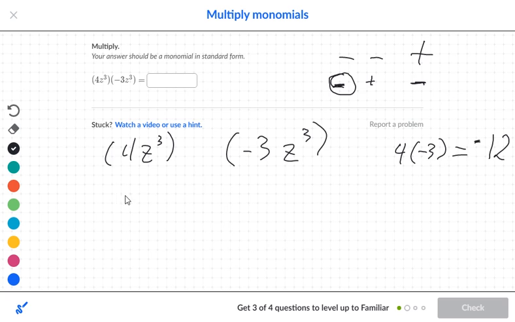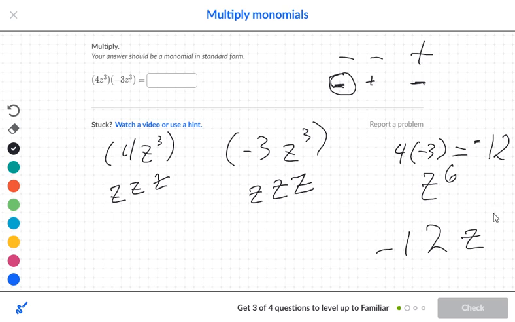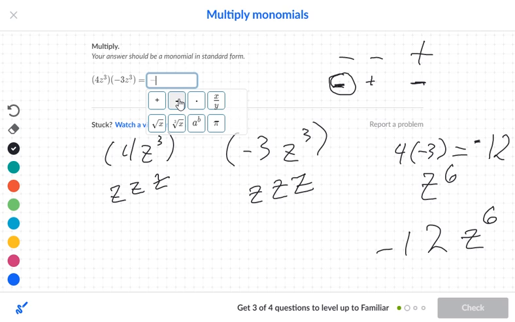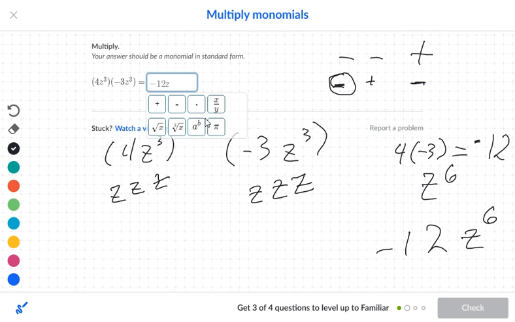Okay, now I'm going to write out my letters. So what is z to the third? Z to the third is 3 z's. Also, again, it's repeated here, z to the third. So how many letters do you see? You can count it up. 1, 2, 3, 4, 5, and 6. So you can just count up your letters and see that this is z to the 6. So let's put it all together. This is -12, z to the 6. So we come up here, we press in our minus sign, we type in 12, we type in the letter z, press your AB key, place your 6, and then check it.